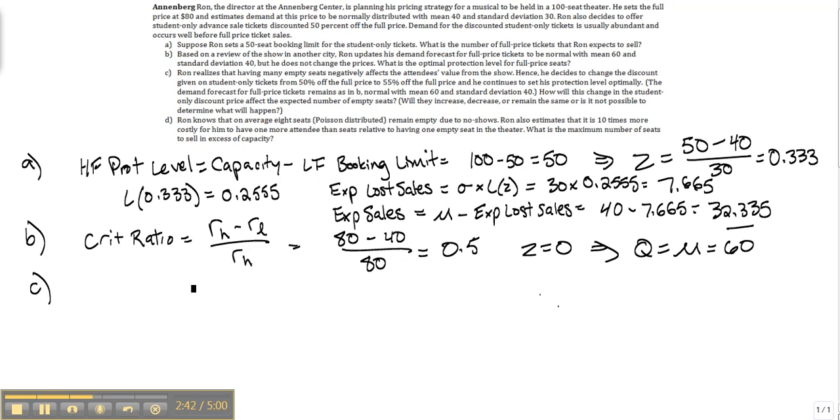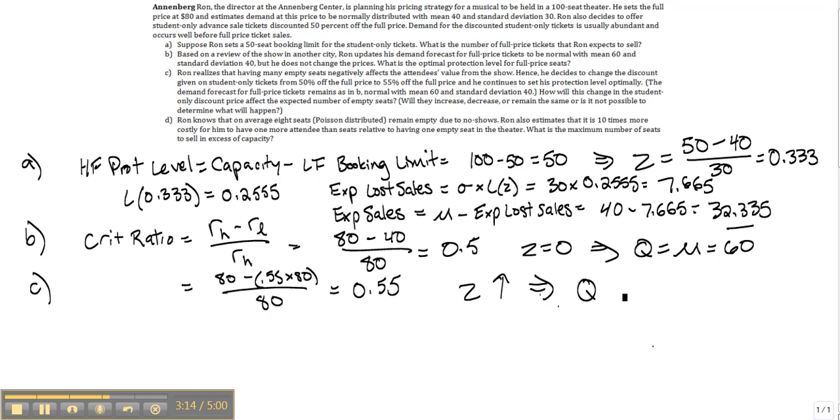For part C, we would begin by calculating the same critical ratio, except now the discount is 55% rather than 50%. And so we result in a corresponding critical ratio of 0.55. This is going to increase the z-value into a positive number, which therefore implies that the quantity of high fare tickets will increase, because it will be the mean plus z times the standard deviation.